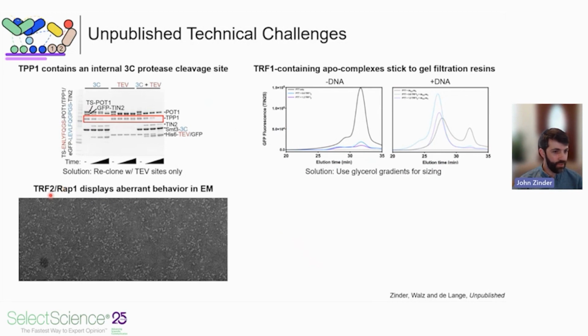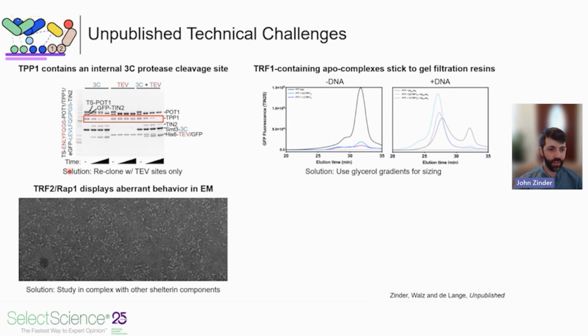I also noticed that TRF2-RAP1 displays aberrant behavior in EM, and this we still don't have a real good handle on. However, it was very reproducible. This complex that was monodispersed in gel filtration, active in functional assays, just looked absolutely terrible in every sort of EM experiment that we did.